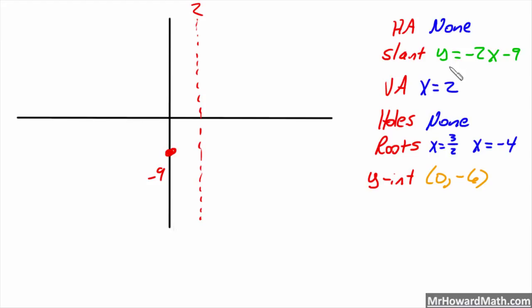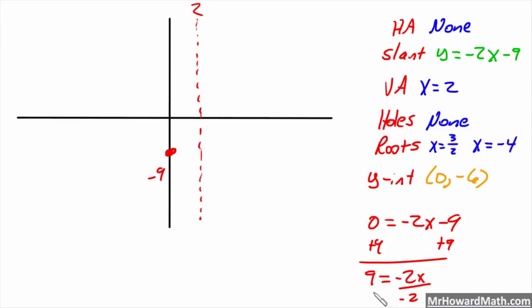We need the x-intercept for this so that we can be more accurate with our sketch and find out where this slant asymptote will cross the x-axis. So we set y equal to 0 and solve for x. So that would be add 9 here, add 9 here. And we get 9 equals negative 2x, divide by negative 2. And we get x equals negative 9 over 2, which is negative 4.5. So based on the scale that I have, we're putting negative 4.5 right there. And we'll put our slant asymptote through those 2 points.